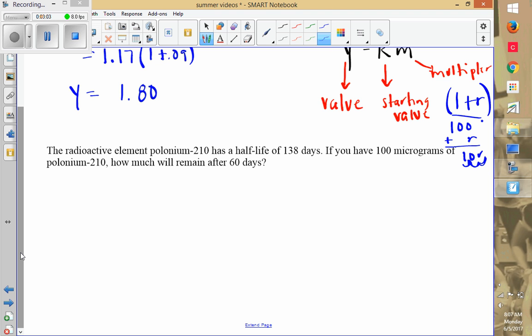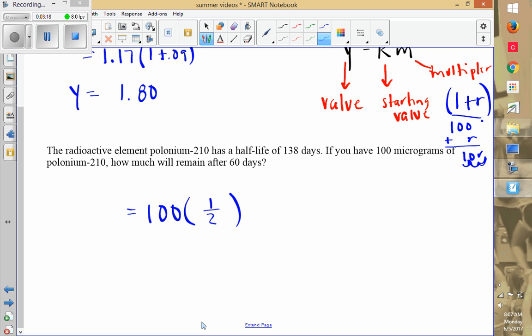So if you have 100 milligrams to start, that's going to go in as our starting value. Now with half-life, our multiplier is always the same. You have half of it, which is kind of nice. We want to know how much will remain after 60 days.